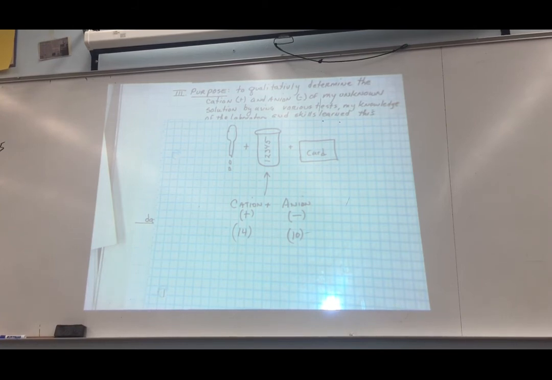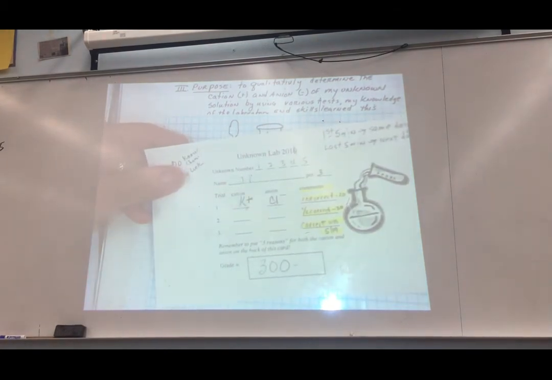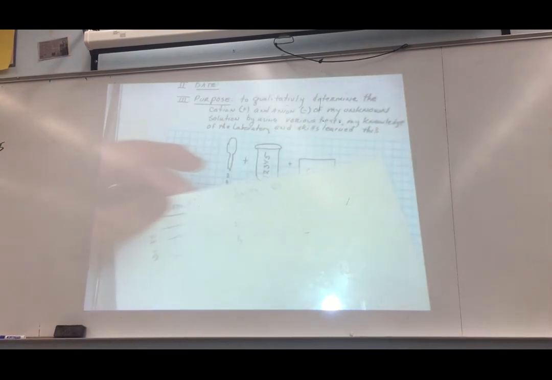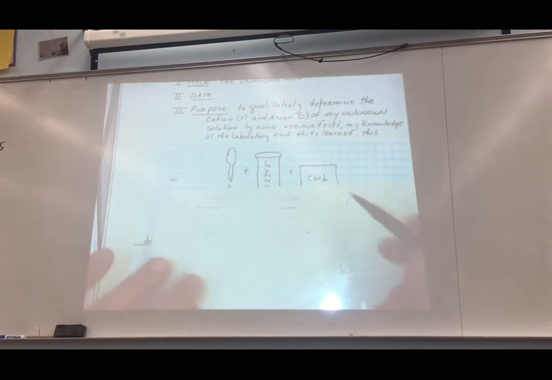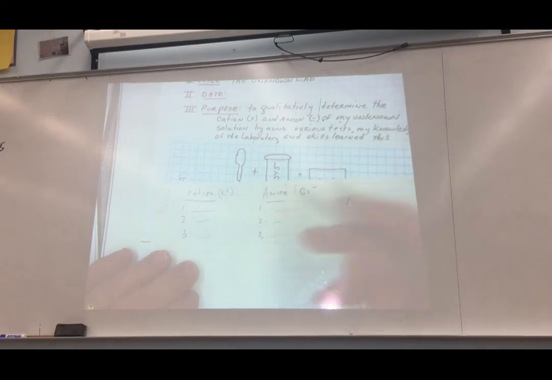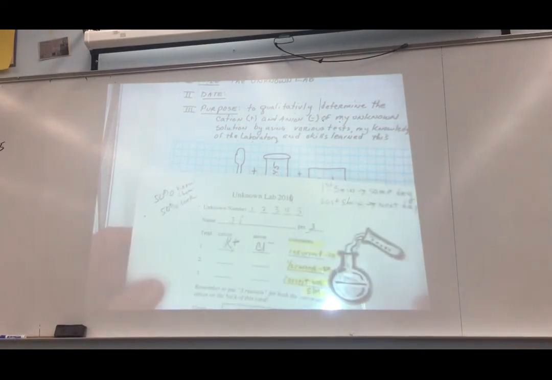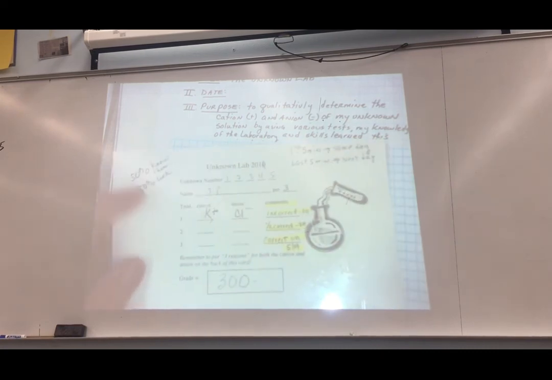And it's your job at the end of the lab on Friday to tell me via the card what your unknown is. Okay? On the back of the card, you'll write your 3 reasons why you think it's the cation, your 3 reasons why you think it's the anion. I will look at those. I will look at this. I will look at the number. And I will tell you one of 3 things.